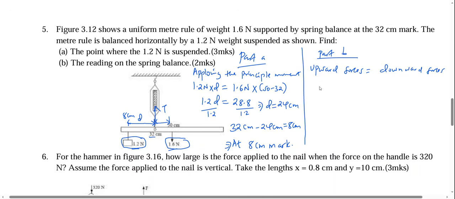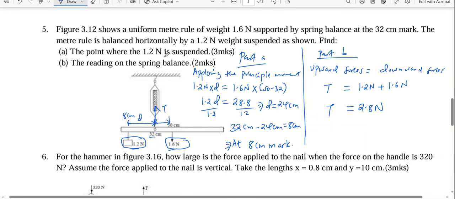And for the upward forces, we have the tension in the spring, T, is equal to the downward forces, which is 1.2 Newton plus 1.6 Newton. This results to 2.8 Newton.